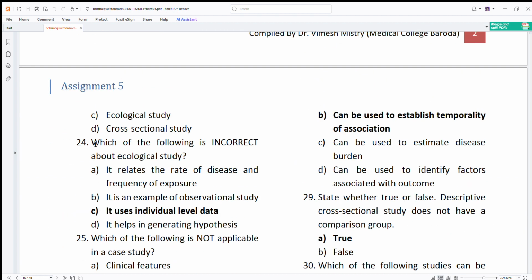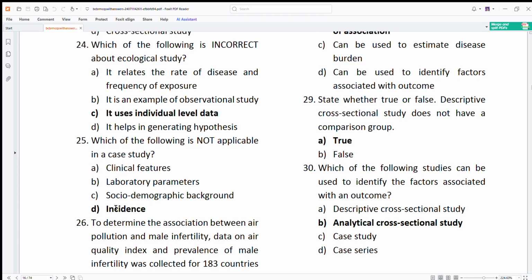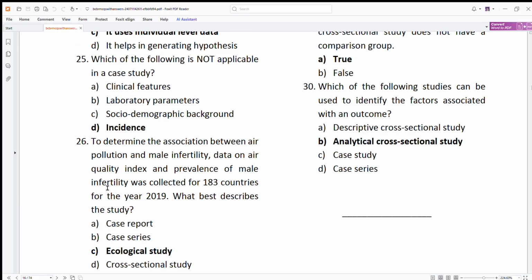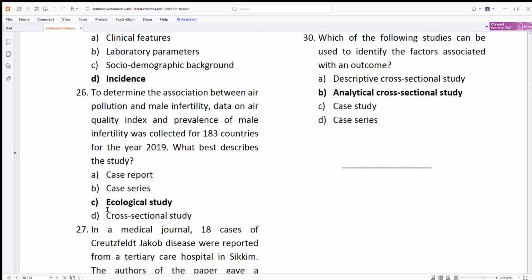Which of the following is incorrect about ecological study? It uses individual level data. No, this is false. A lot of population is involved. Yeah. Which of the following is not applicable in a case study? Clinical features, yes. Incidence, because it involves a larger population. Then determine the association between air pollution and male infertility. Data on prevalence was collected for 183 countries. Yeah, this is ecological study. Correct. So many countries. So this is ecological study.